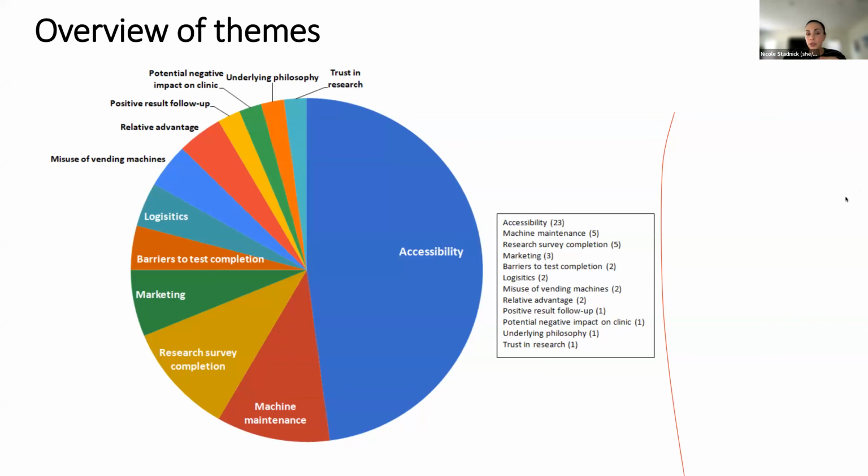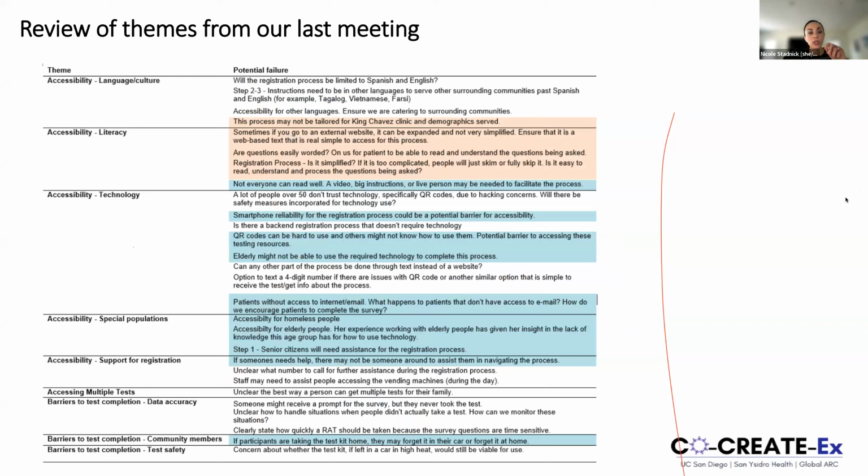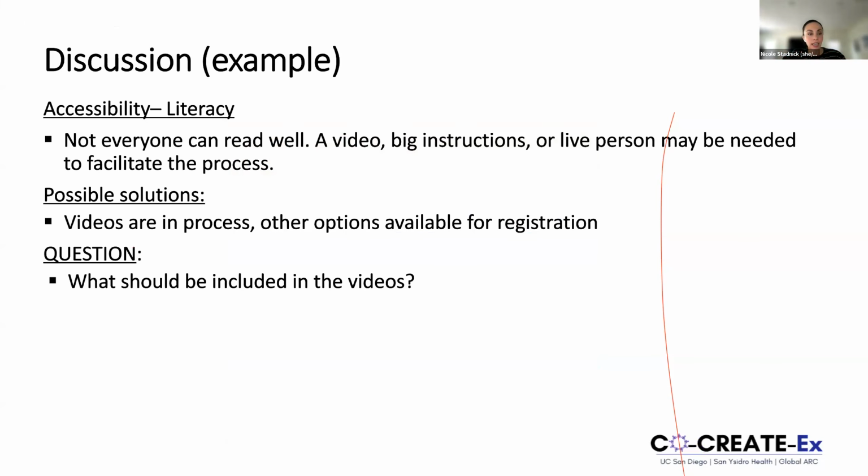So after we reviewed those themes, on the next slide, we showed them a table that summarized the potential failures by theme. And then we, as a kind of internal group, we prioritized which ones we wanted to address that were kind of the hardest to address with our advisory board. So if we go to the next slide, I'll show you an example of what we did together.